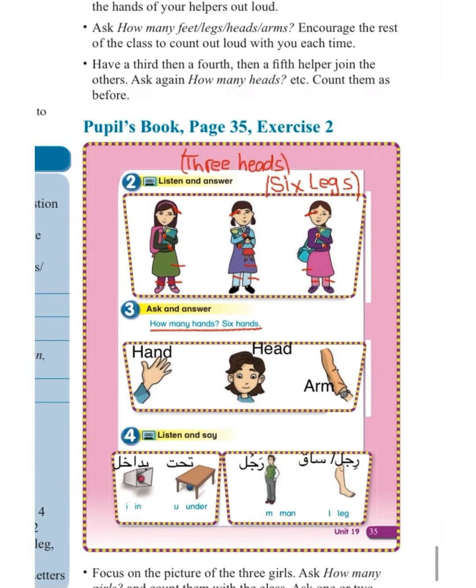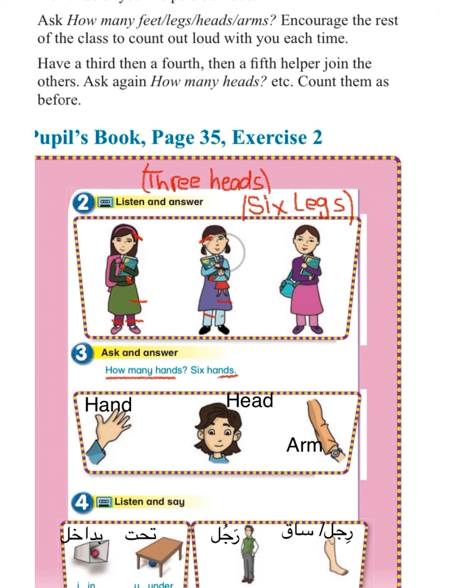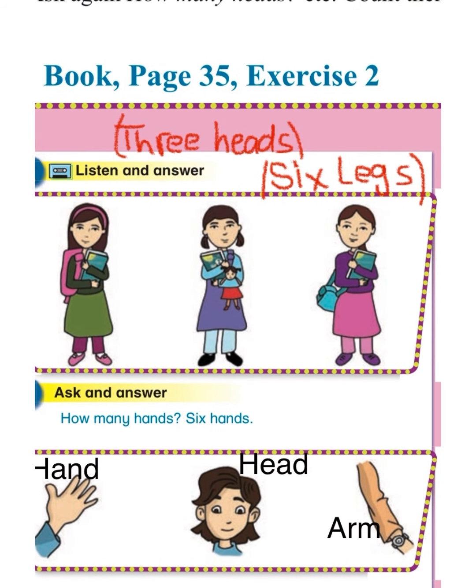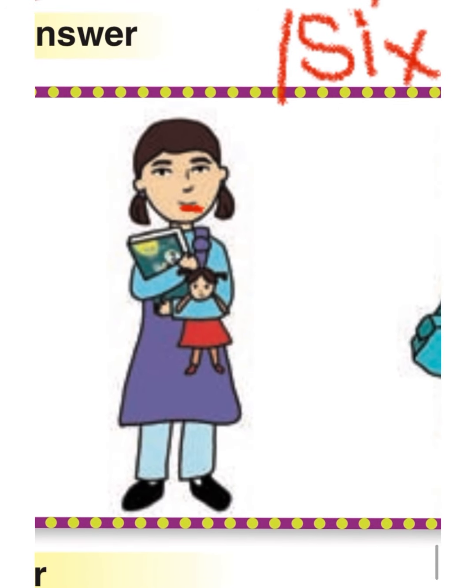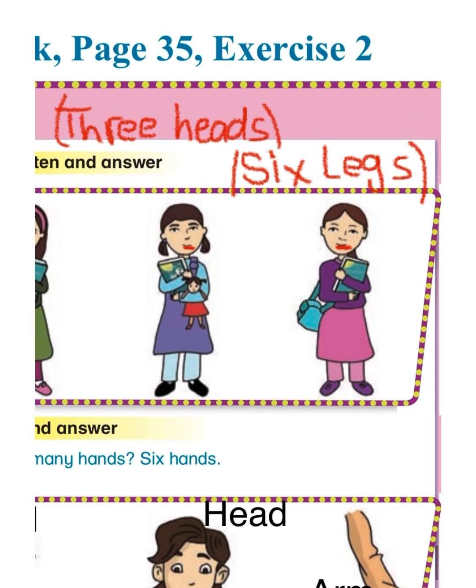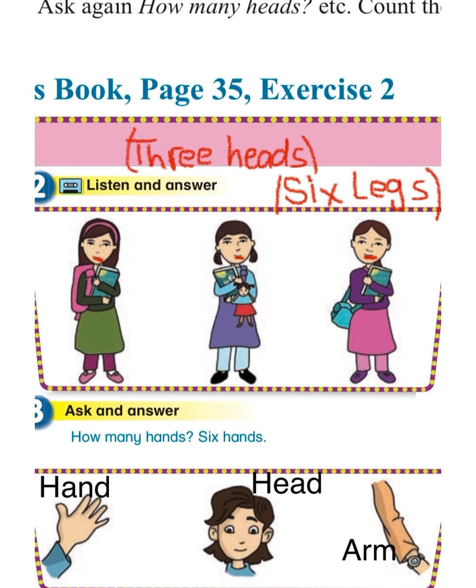Okay, this is for exercise number 2. So how many heads? 3 heads. How many arms? 6 arms. How many mouths? كم فم بالصورة موجود؟ Mouth يعني فم. Let's count them. 1, 2, and 3. Excellent. 3 mouths. Okay. How many arms? 6 arms. Okay, يا حلوين.